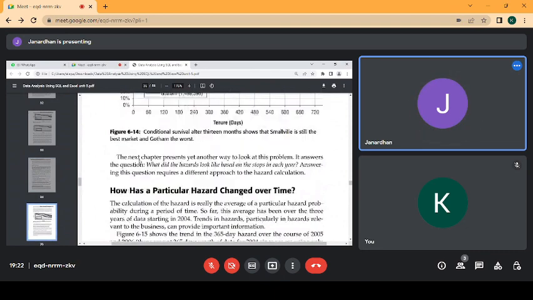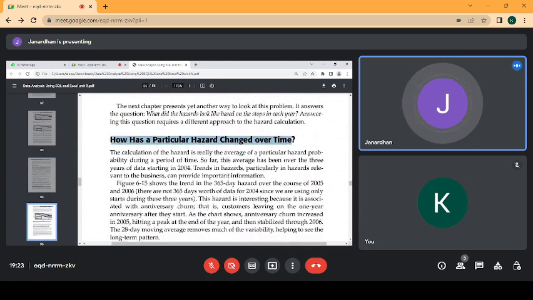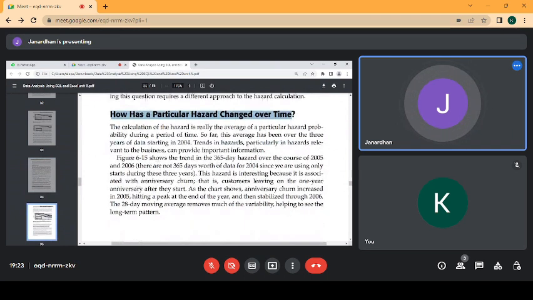How has a particular hazard changed over time? The calculation of a hazard is really the average of a particular hazard probability during a period of time. So far, this average has been over the 3 years of data starting in 2004. Trends in hazards, particularly in hazards relevant to the business, can provide important information.